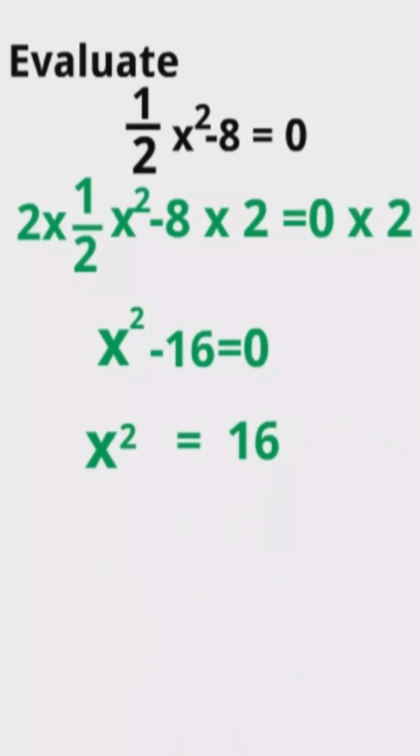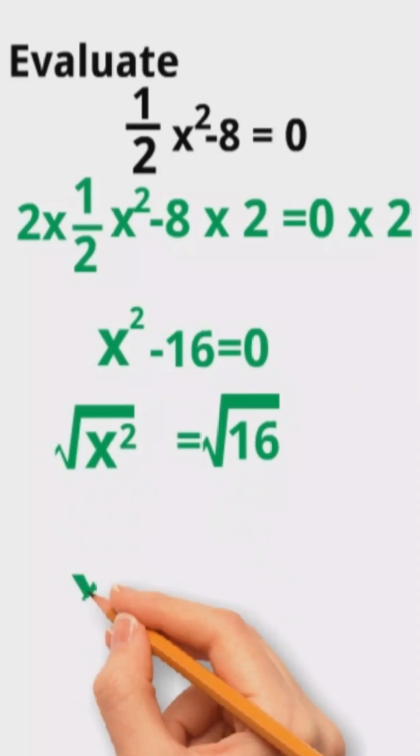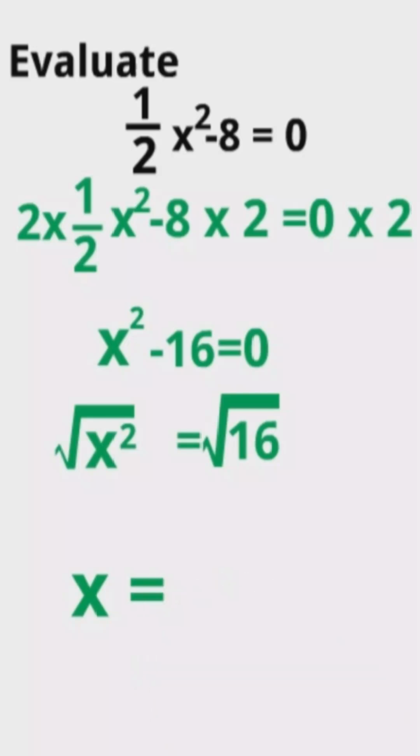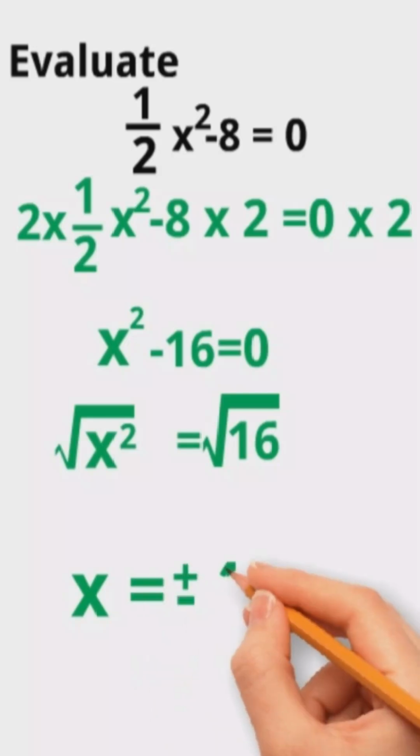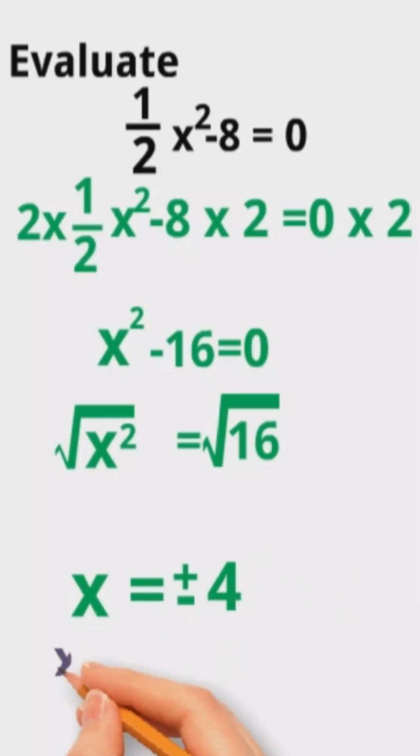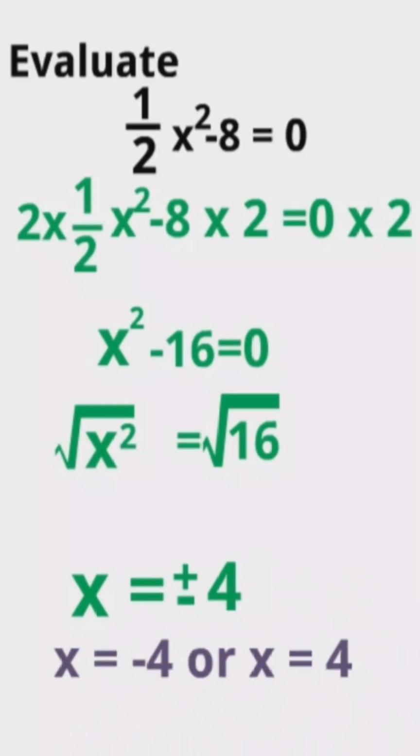Thereafter, take the square root of both sides. Remember, square roots give us two answers, positive and negative. So the square root of x² is x, and the square root of 16 is positive or -4. These two numbers are our solutions.